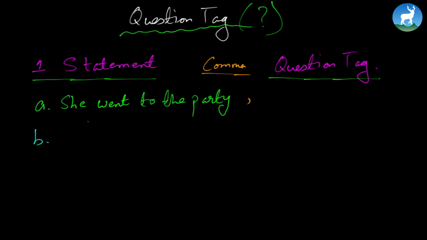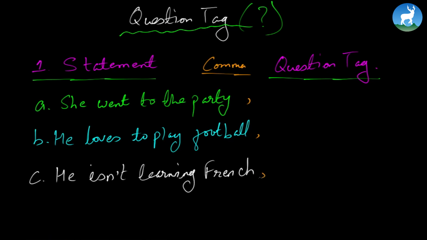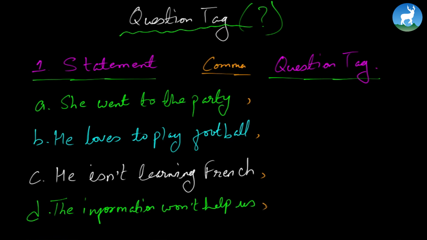But before we move there, let's move on to the second example. He loves to play football. Remember, again, a comma. And then we go for number C: He isn't learning French. Again, separated by a comma. And I'm going to write down number D: The information won't help us, separated by a comma.